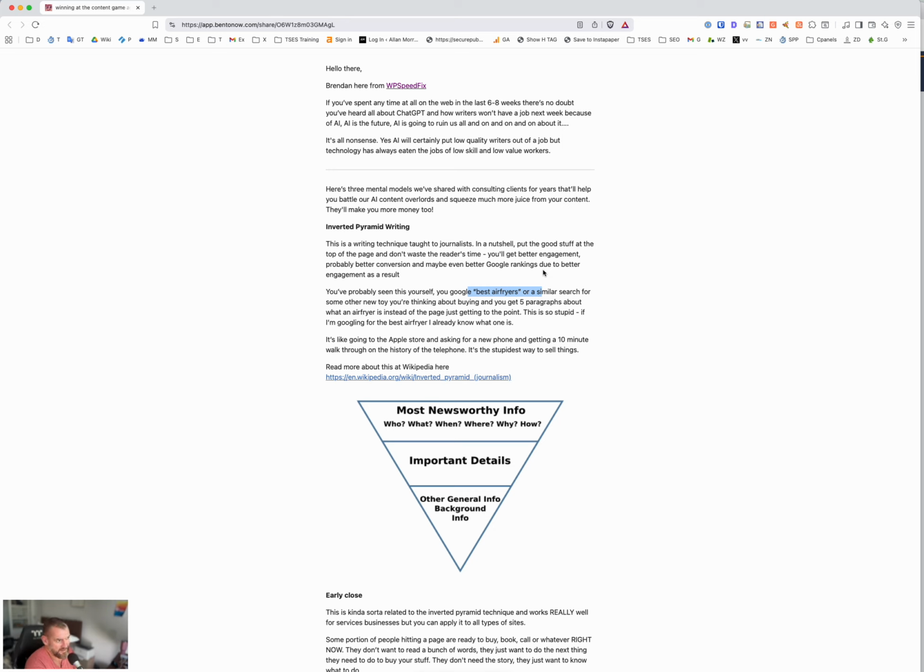So you see here, there's the inverted pyramid. There's a diagram of that. You put the best stuff at the top. It's very simple.